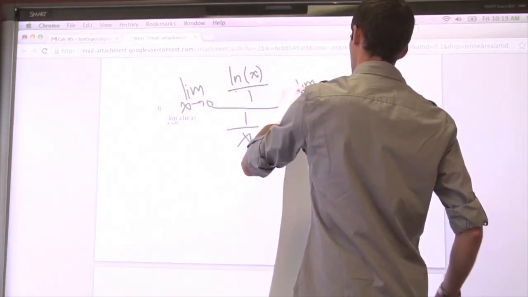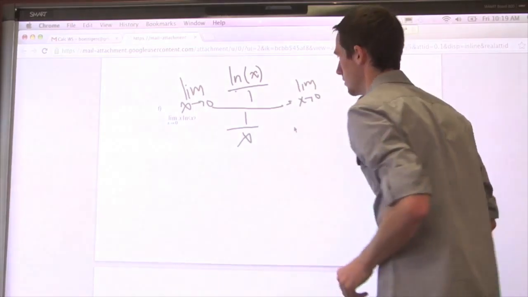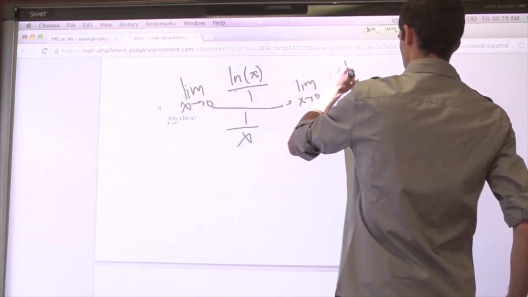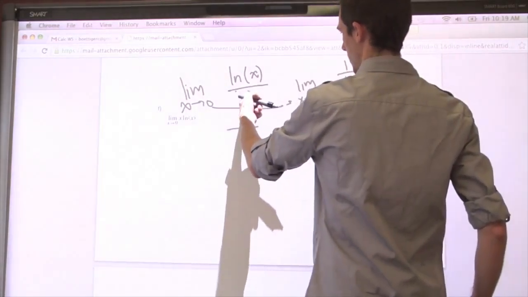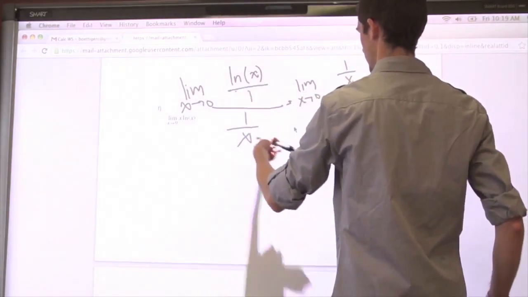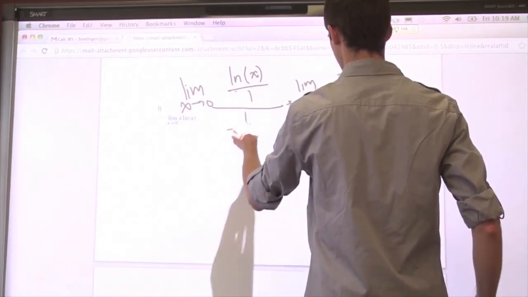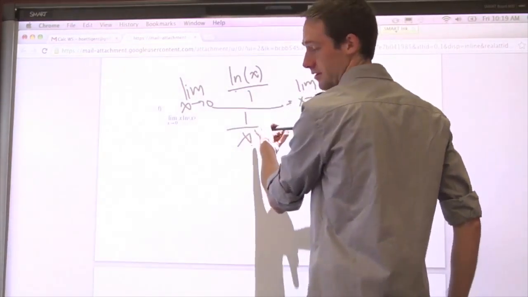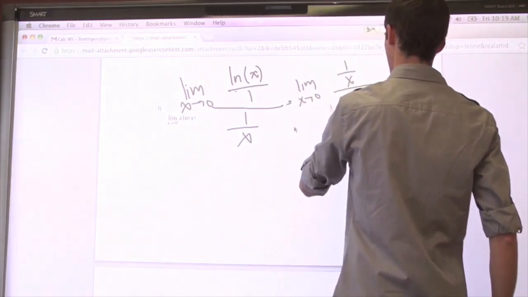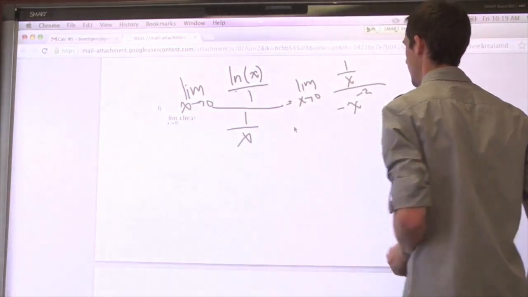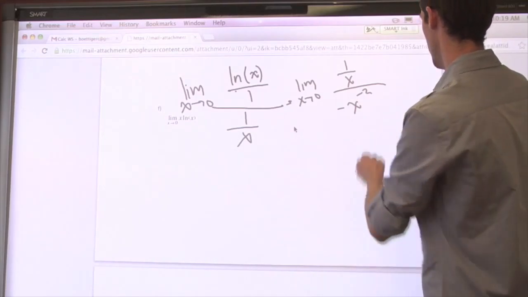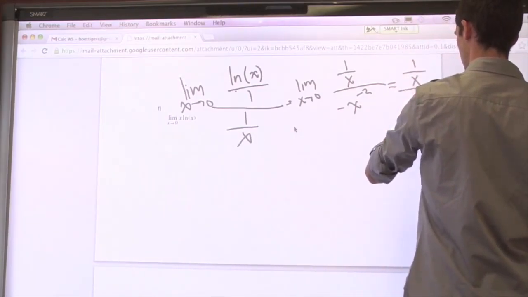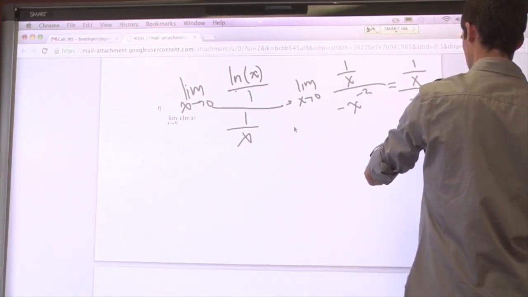So keep your limit, x goes to 0. The derivative of the natural log is just going to be 1 over x. And then you're going to take the derivative of this guy down here. This guy here is really x to the negative 1. So you get a negative x to the negative 2. So that can be rewritten as 1 over x over negative 1 over x squared.